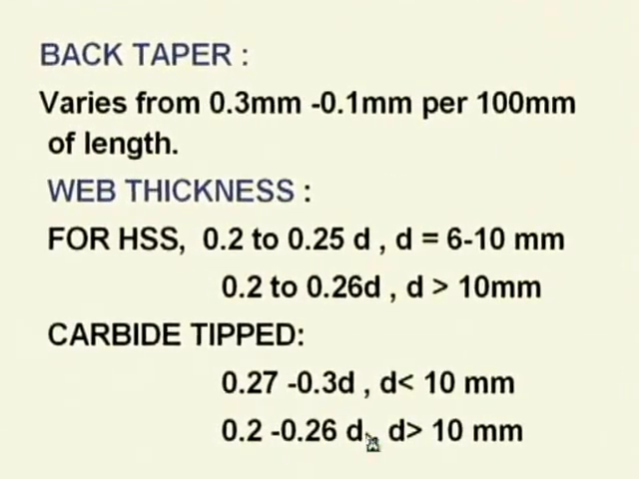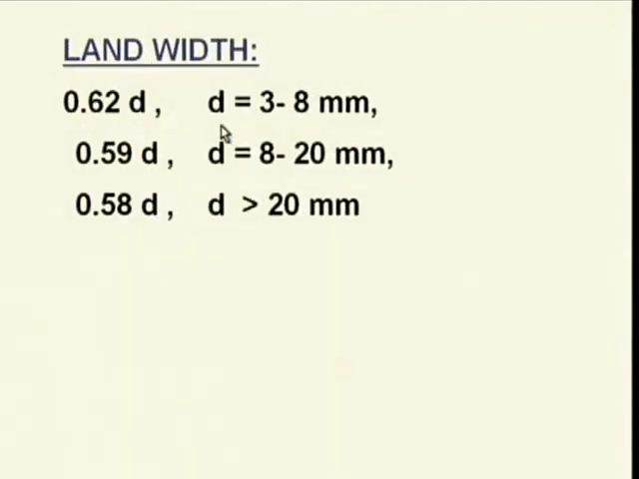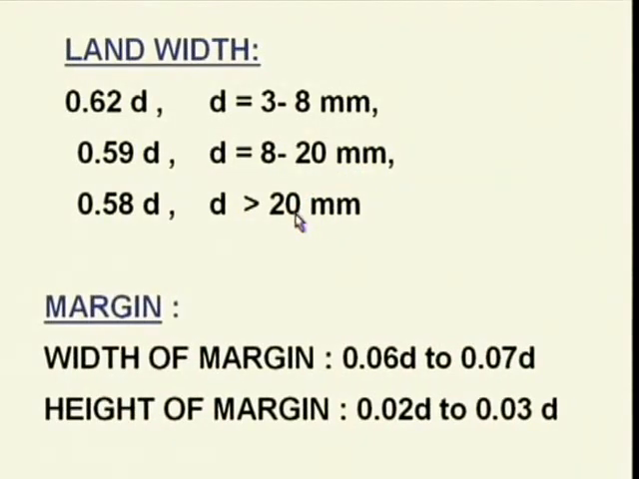And likewise the land width is obtained as 0.62 times diameter, 0.59 times diameter, 0.58 times diameter, where the diameter is from 3 to 8, from 8 to 20, and more than 20. And for the margin, as we said, there are two parameters, width and height. Width is obtained by 0.06 D to 0.07 D, and height of the margin is 0.02 D to 0.03 D.